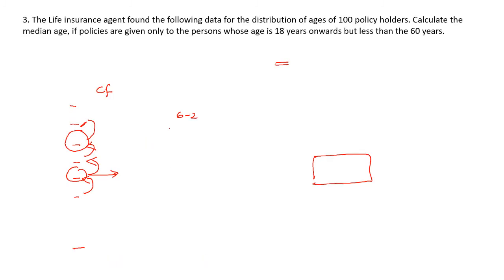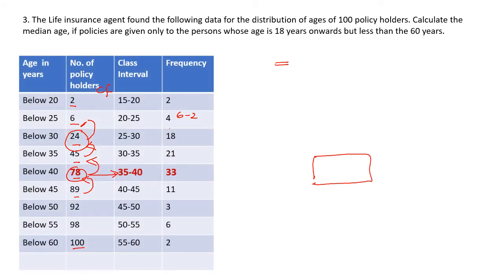Now the next sum, the third: the life insurance agent found the following data for the distribution of ages of 100 policy holders. Calculate the median age if the policies are given only to the persons whose age is 18 years onward but less than 60 years. So here we have to find the median. The first thing we have to find is the cumulative frequency.